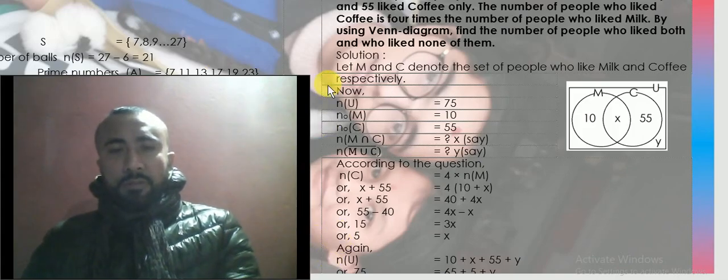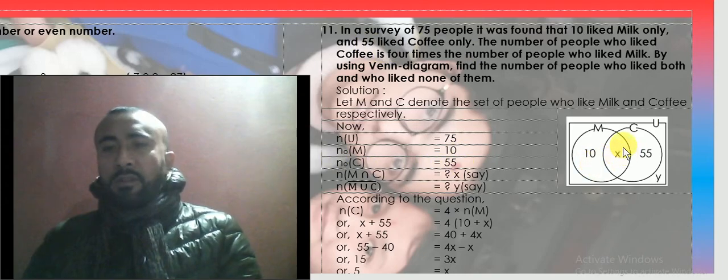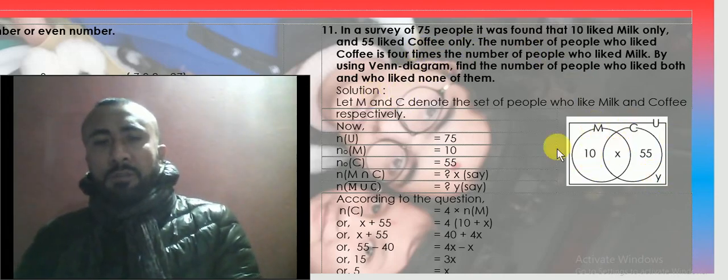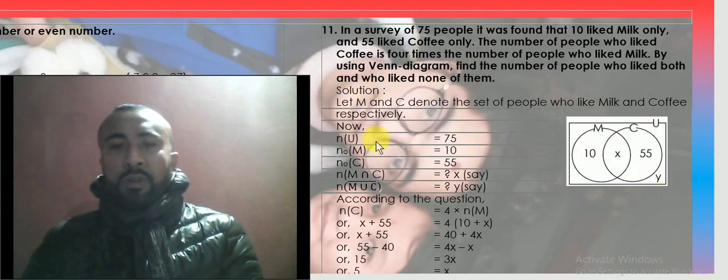Now let's move on to question number 11, that's from sets. Here in a survey of 75 people, it means the value of n is 75. 10 liked milk only means n(M only) is equal to 10. 55 liked coffee only means n(C only) is equal to 55. Here we don't know the value of the intersection, so let it be x. And the complement of M union C also exists, but we are not given the value, so let it be y.